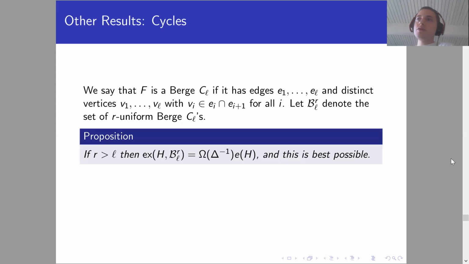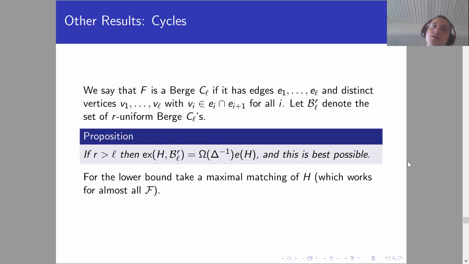So kind of a trivial result here is that if your uniformity is larger than your cycle length, then the relative Turan number has a lower bound of the form delta minus 1 times the number of edges you start with, and this bound is possible. And so why do I say this is trivial? Well, the lower bound follows by us taking a maximal matching in H, and more generally, for any family F which doesn't contain a matching, this will in fact always give a bound of this form.